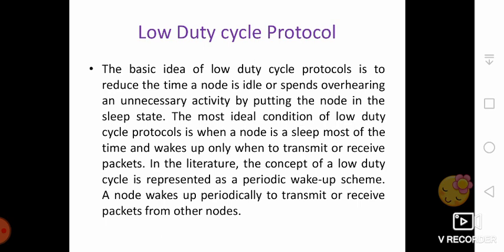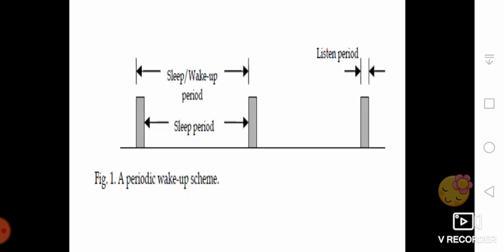Okay, so our whole cycle consists of a sleep period and the listening period, called a sleep or wake up period, and is shown in the figure. Okay, so duty cycle is actually measured as the ratio of listening period length to wake up period length, which gives an indicator of how long a node spent in the listening period.